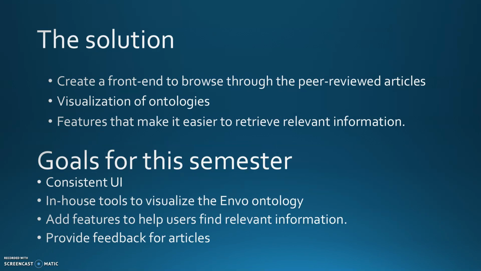So the solution was to create a front end to browse through the peer review articles that they have already stored in their databases, and also to create visualization of the ontologies. An ontology is a list of terms containing concepts, definitions, relationships. It is field specific. In this case, we're using the ENVO ontology, which is related to environmental sciences. Also, we wanted to add features that make it easier to be familiar with the concepts and be able to find relevant information sooner.